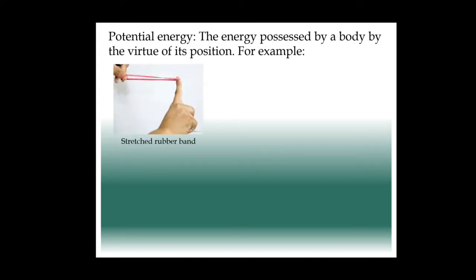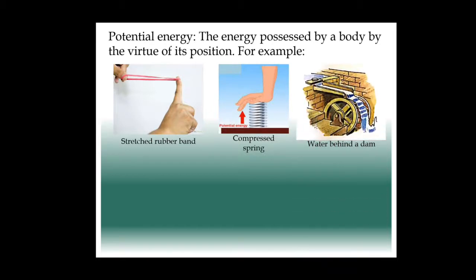Right now, look at potential energy. It is the energy possessed by a body by virtue of its position. For example, a stretched rubber band, a compressed spring, and water behind a dam. These are examples of potential energy. Potential energy is also known as stored energy. This is another name for potential energy.